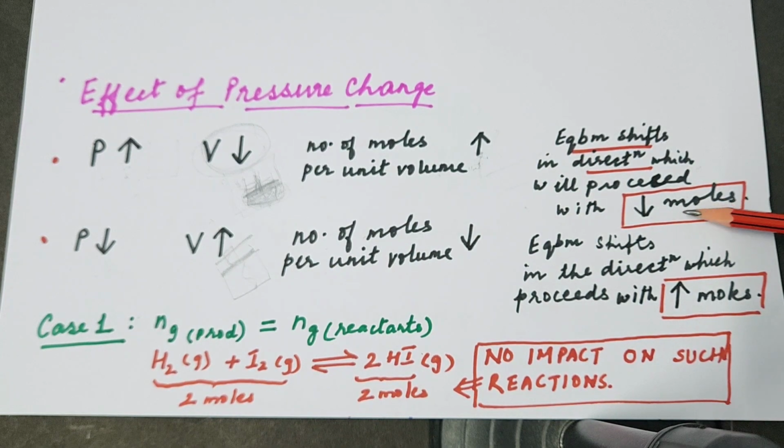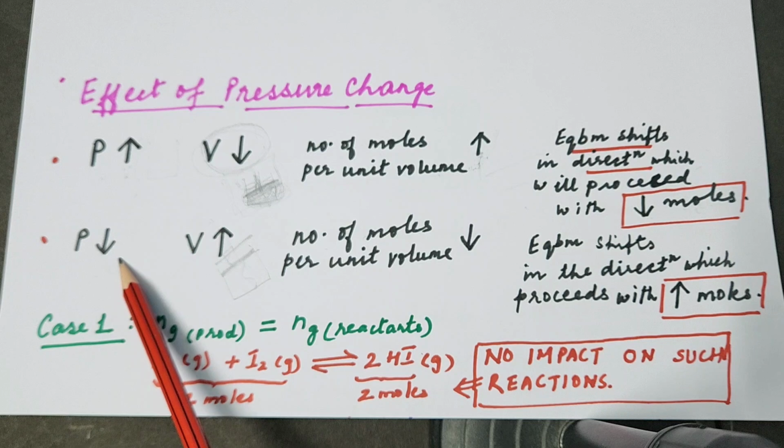Now, which is that direction? That depends on the type of reaction we are studying. But as a generalization, if the system moles increased, the system will try to undo the change by decreasing moles, and therefore that direction of the reaction will be favored where the number of moles decreases.